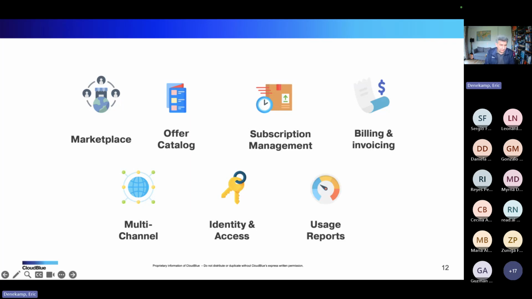And eventually, of course, if everything goes well and the platform functions as expected, we can also set up usage reports. Usage reports for end customer services in this case. So Azure is not prepaid. Azure is postpaid on a basis of a pay-as-you-go system. So if a customer uses CPU, he pays for that at the end of the month.